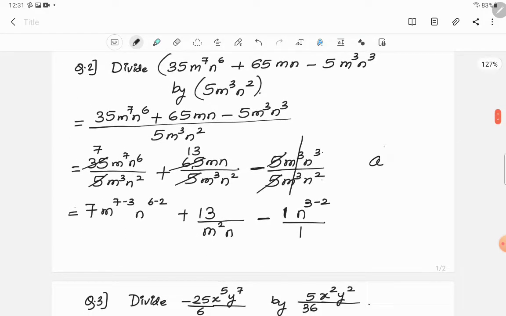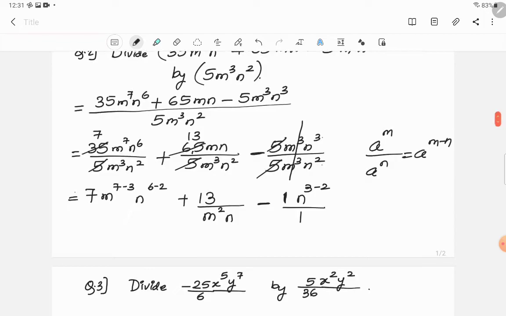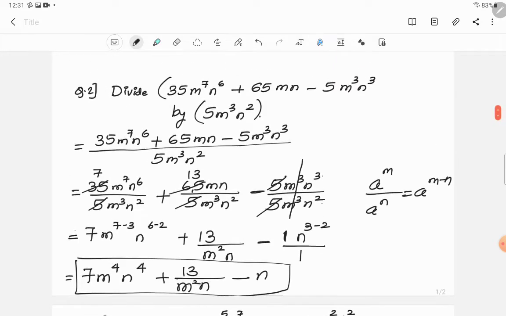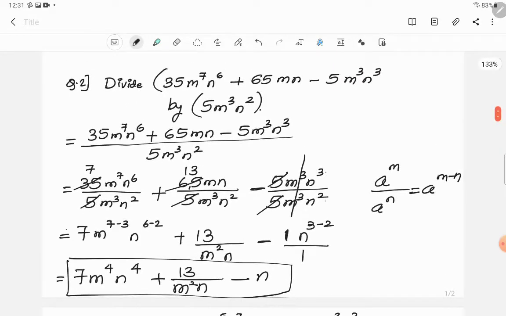So we use the quotient law. We are writing a to the power m divided by a to the power n is nothing but a to the power m minus n. Simplifying this further, what we'd end up getting: 7 m to the power 4 n to the power 4, plus 13 divided by m square n, minus n to the power 1, or you can just write it like this, n, and put a bracket to the final answer. Let's have a look at the question once again.